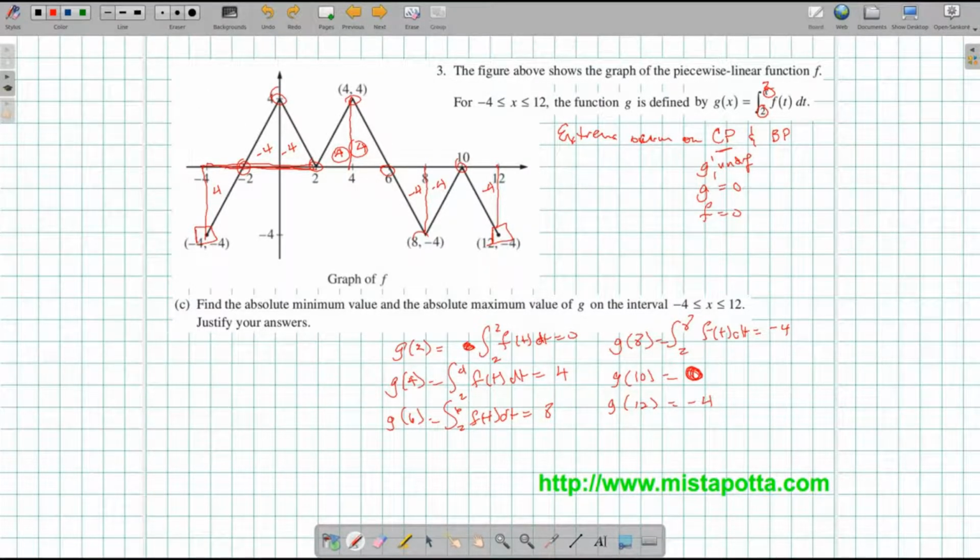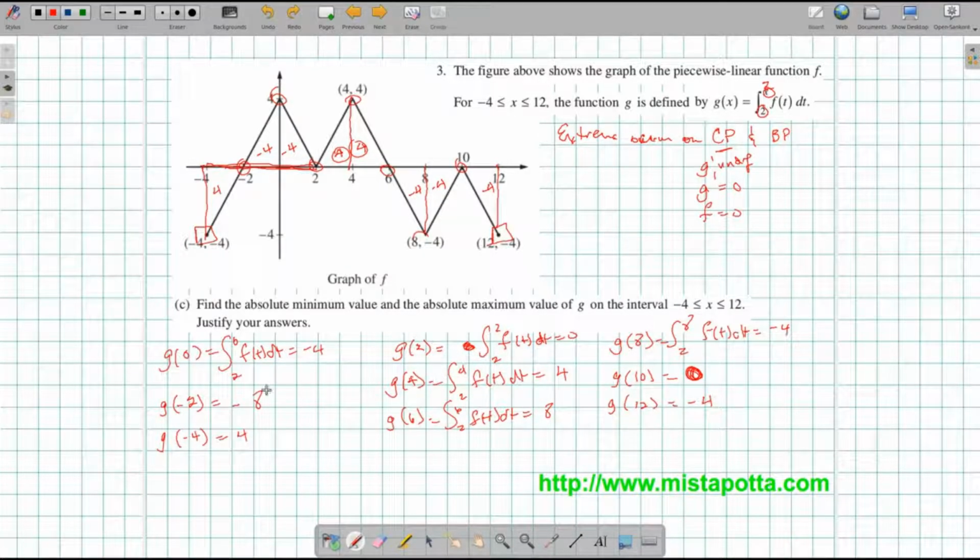So if I'm doing G of 0, that's going to be the integral from 2 to 0 of f of t dt, which for us is negative 4. G of negative 2 ends up being negative 8, and G of negative 4 ends up being 4.